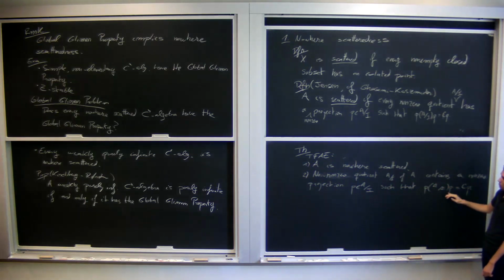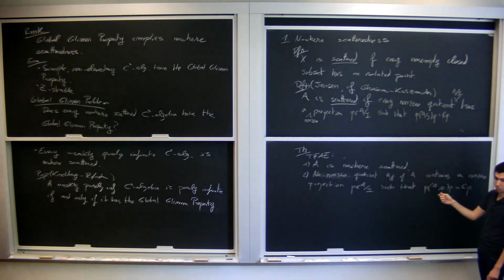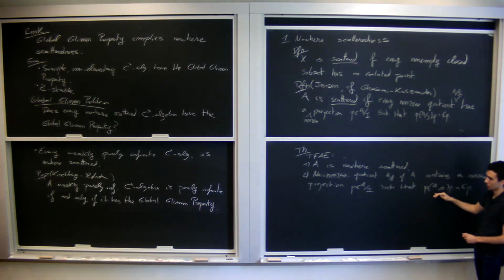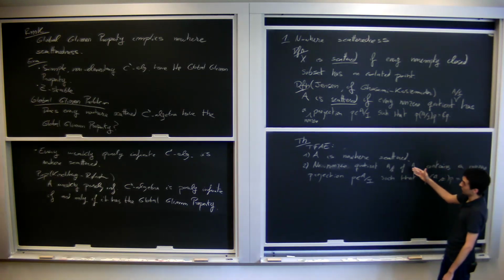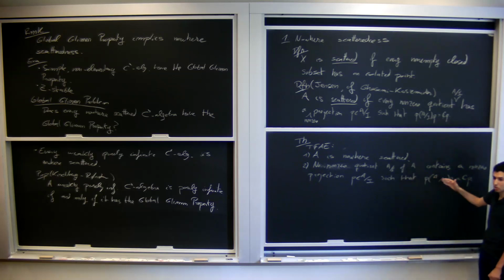Now, if we were in the von Neumann case or the real rank zero case, we would just say that it has no minimal projection. But for general C*-algebras, these two things are not the same. Right? So any such projection is minimal, but there are minimal projections that don't satisfy this. Okay, so that's the reason why it's called nowhere scattered, right? Because it's not just saying that there is some quotient that doesn't contain such a projection, but it's saying that no quotient has this property.